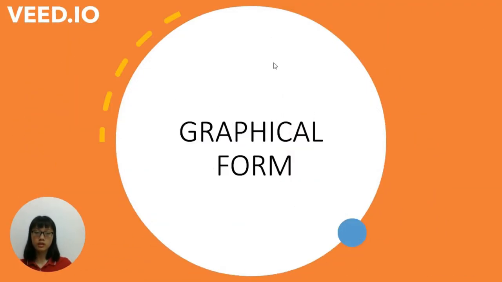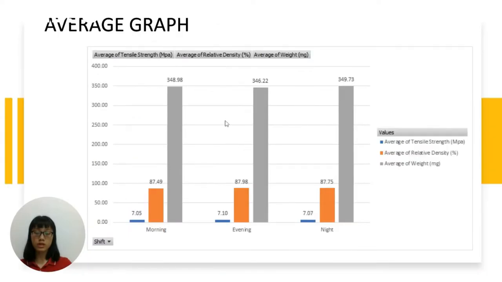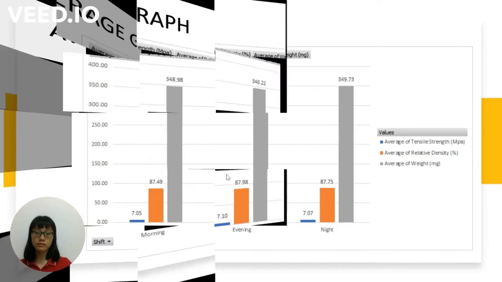Then we need to do the graphical form. We need to do the summation graph. There are 3 colors. The blue color is sum of weight, the red color is sum of tensile strength, the green color is sum of reactive density, and we need to depend on the 3 different shifts. Then we need to do the average graph, which is almost the same as the previous summation graph.